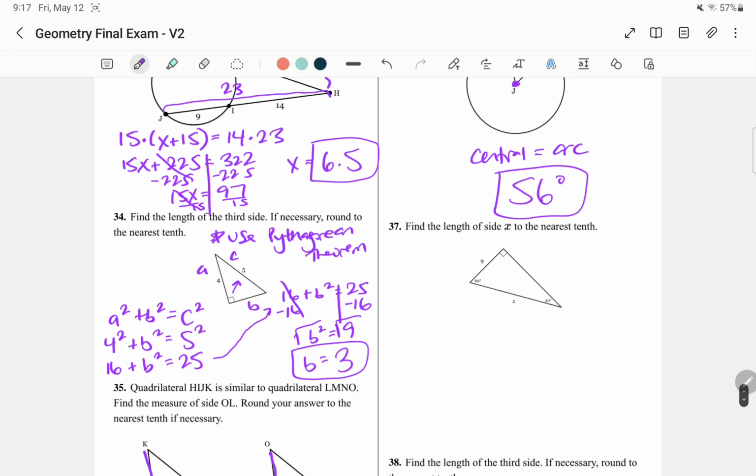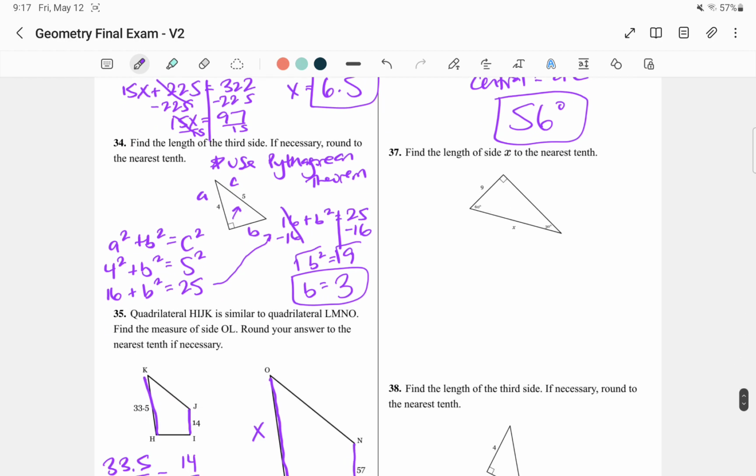All right, now 37, this one is a special right triangle. Now again, just like the other one, it looks like we could use SOHCAHTOA, right, because we have one side. Technically we could use SOHCAHTOA or special right triangles interchangeably, but I'm going to show you the special right triangle way, which is we set up two triangles. We have our rule here.